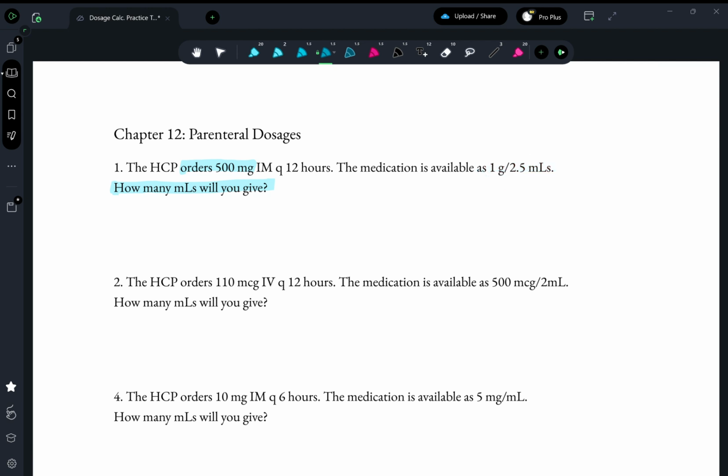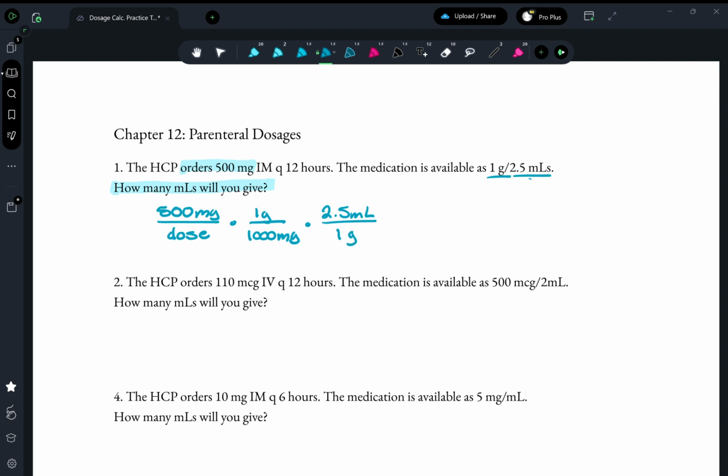Okay, here we go. So start with what we have, because we're really just trying to plug in all the information we know so that we can solve for what we don't. 500 milligrams per dose. We have 1 gram, which we know is 1,000 milligrams. And then we have our mLs, 2.5 mLs.